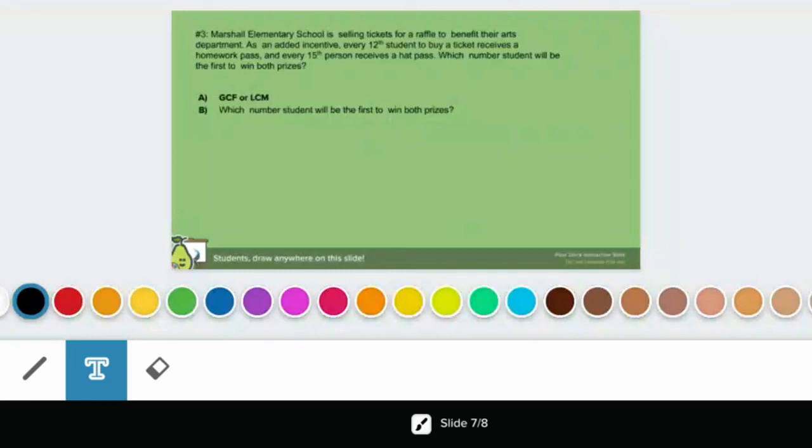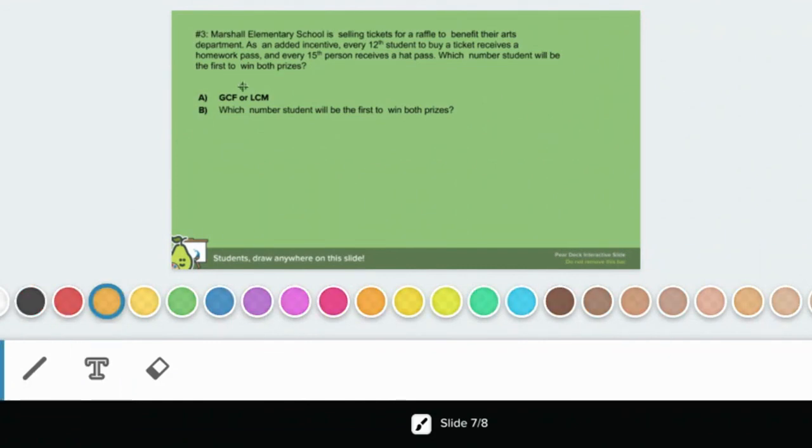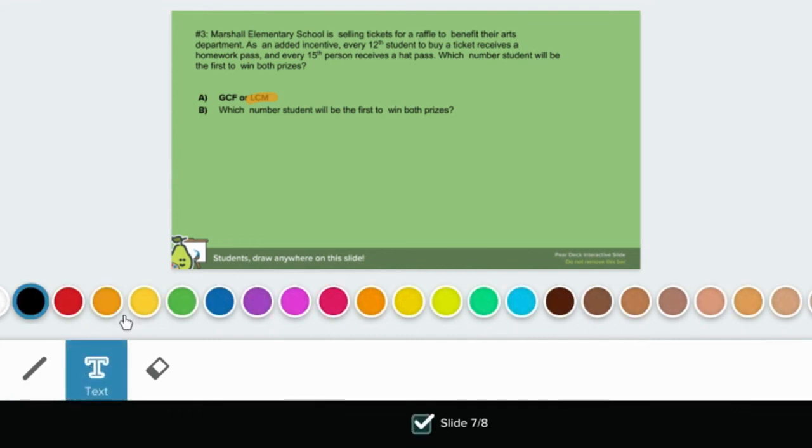So there's lots of students coming in, and I know that every 12th student receives a homework pass, and every 15th receives a hat pass. And what student is going to win both? Well, that's going to happen after the 15th person comes in. So I am going to be finding the LCM, the least common multiple, of 12 and 15.